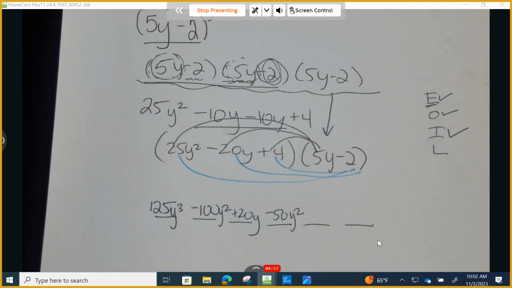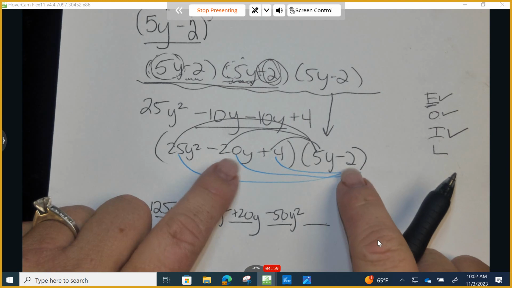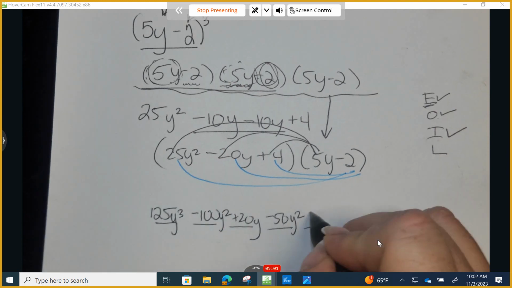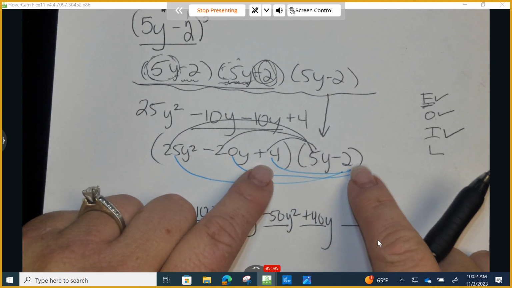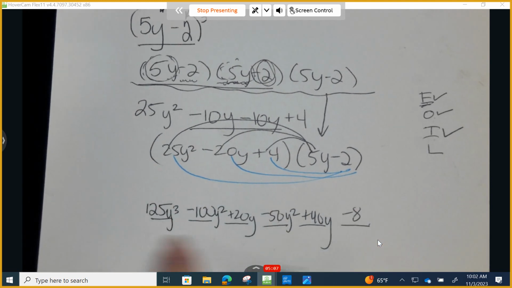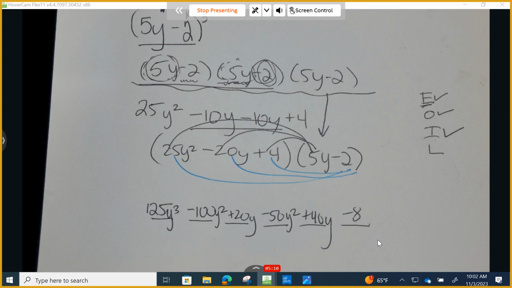Y squared. Okay. Now I'm going to do what's negative 20 times negative 2. Negative 20 times negative 2 is a positive 40, and there is 1y. And lastly, positive 4 times negative 2 is a negative 8. So I have 6 different terms here, and I am 15 seconds away from being done.